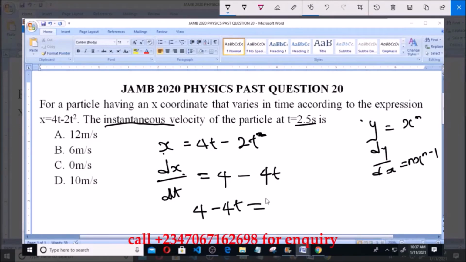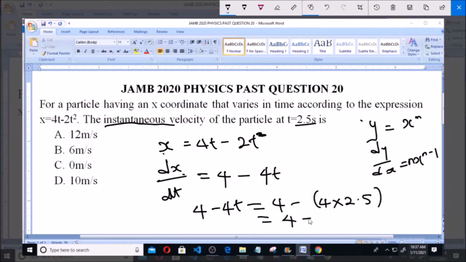Now t equals 2.5 seconds. So that will be 4 minus 4 multiplied by 2.5, which equals 4 minus 10, and that gives us minus 6 meters per second. So the answer to this question is 6 meters per second, because this negative sign here is negligible. So the instantaneous velocity is 6 meters per second, and that is option B.